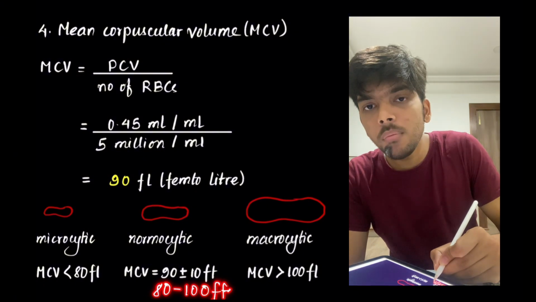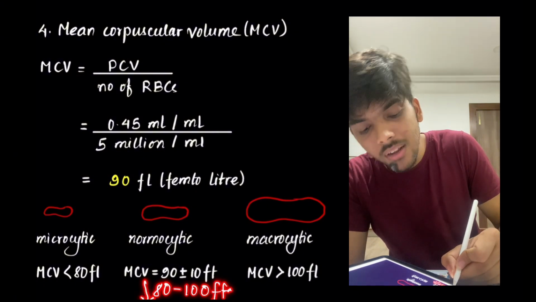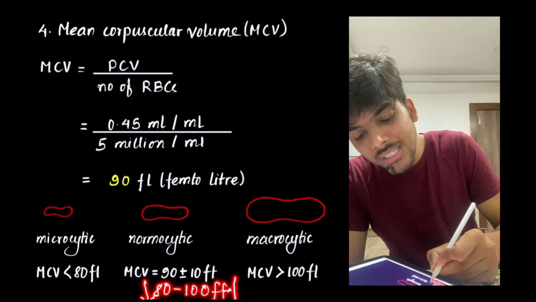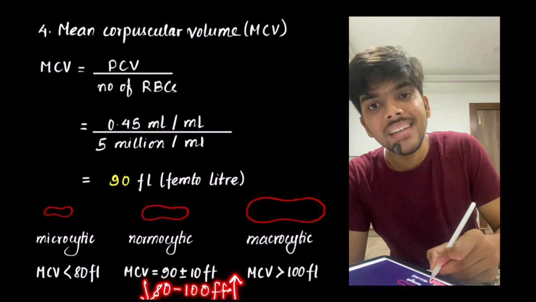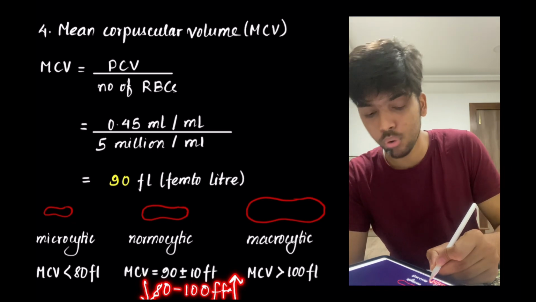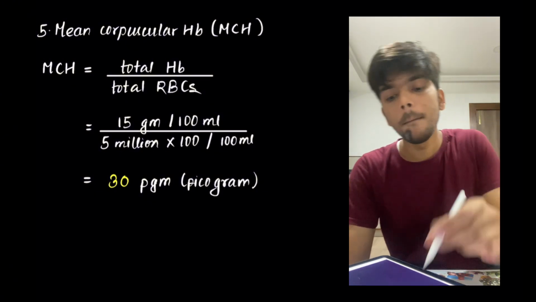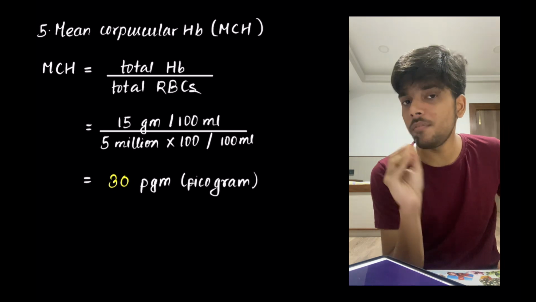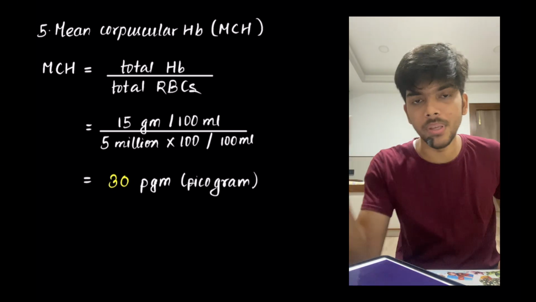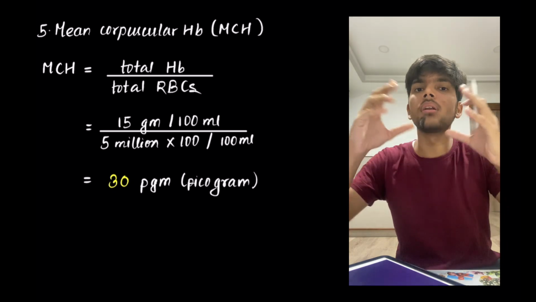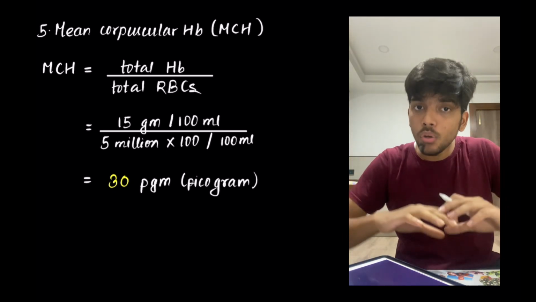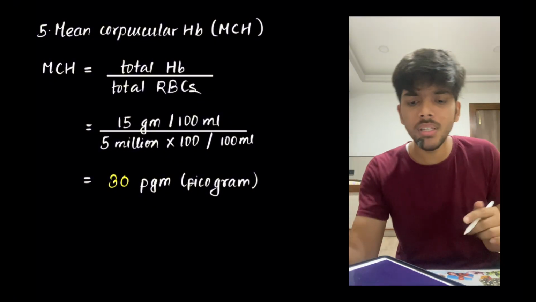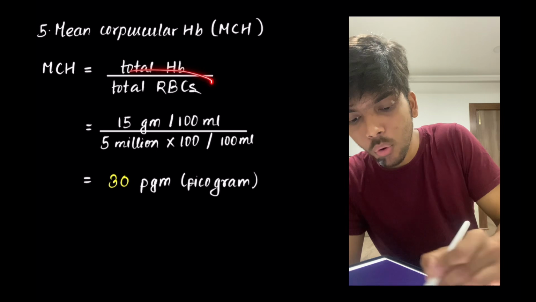But then if the volume of the RBC is less than 80 femtoliter, it is smaller than normal, it is microcytic. But if the volume of the RBC is greater than 100 femtoliter, it is larger than normal, it is macrocytic. Next, mean corpuscular hemoglobin. The mean amount of hemoglobin present in a single RBC. So simple, take the total amount of hemoglobin divided by the total number of RBC. You are going to get mean amount of hemoglobin present in one RBC. Total hemoglobin by total RBC.